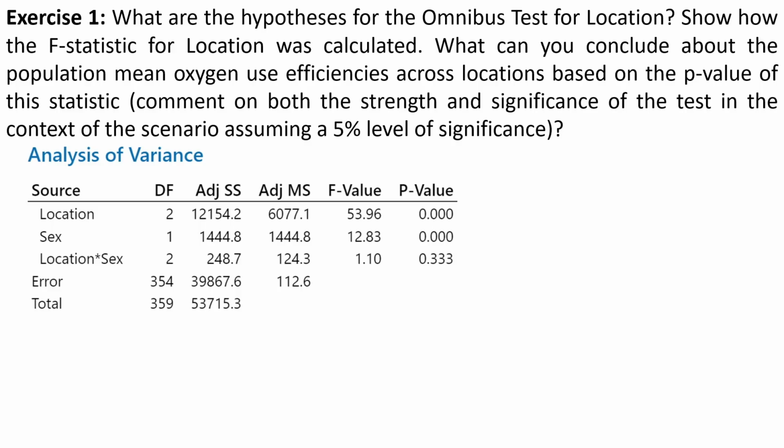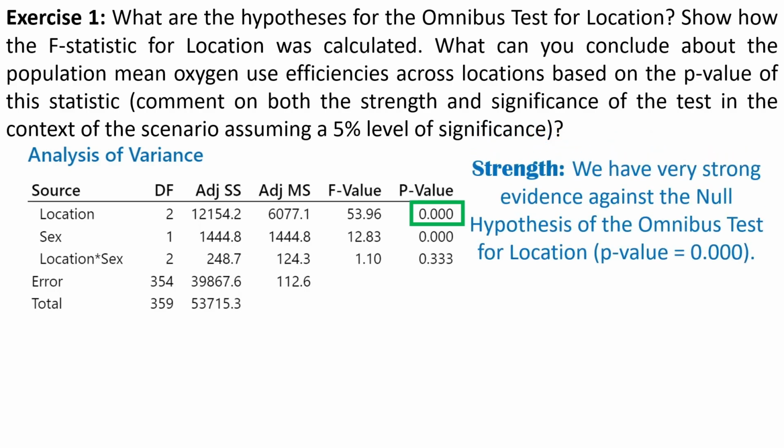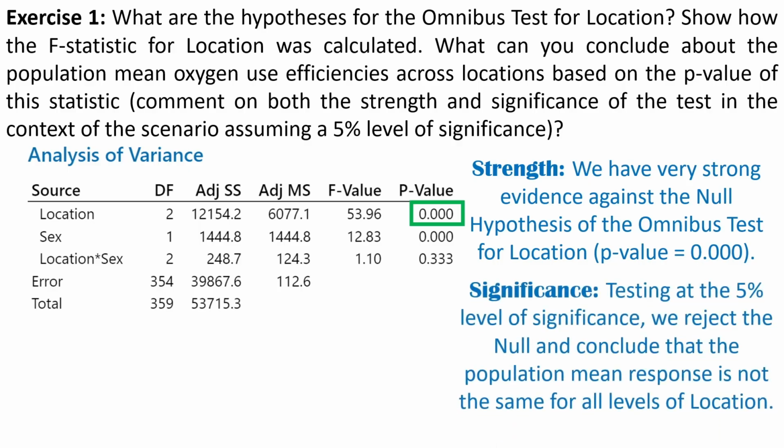And now we're going to talk about conclusions based on the p-value. The p-value is 0.000. So we have very strong evidence against the null hypothesis of the ANOVA test for location. And for significance, testing at the 5% level of significance, we reject the null and conclude that the population mean response is not the same for all levels of location.